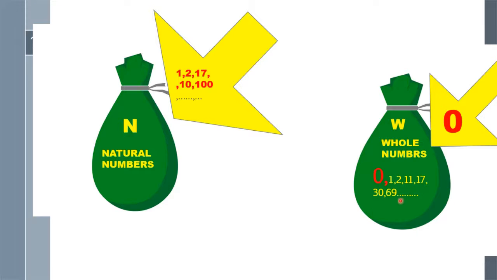What are these whole numbers? These are those numbers which are already present in N plus one more number, which is denoted by red color, and that number is 0. So the whole numbers begin with 0. Natural numbers begin with 1 and go up to infinity. Whole numbers begin with 0 and go up to infinity.